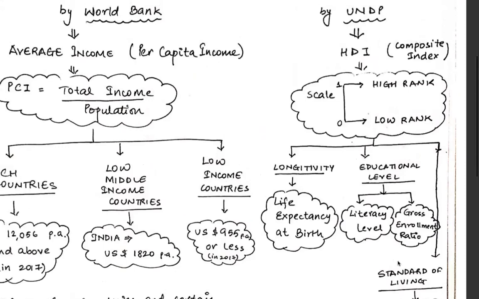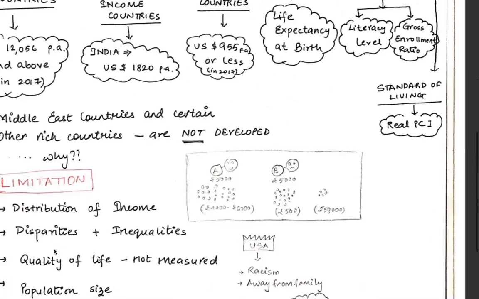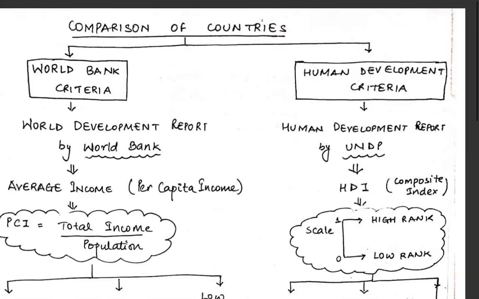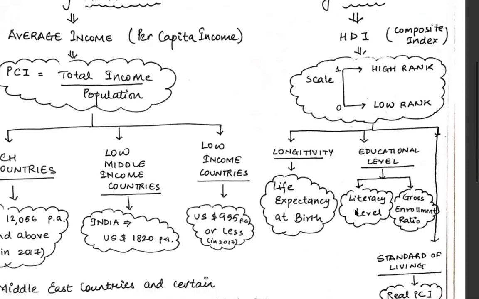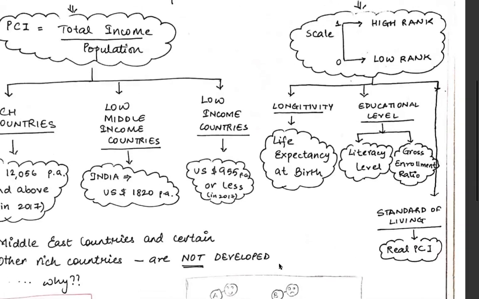So, just recapitulating today's class: we did the World Bank criteria, which is measured through per capita income, right? And its limitations are there. Whereas to overcome those limitations, we have the Human Development criteria, which measures the development through the Human Development Index, and it has three other criteria on the basis of which we are calculating the HDI of a country, and it is better than the average income criteria.